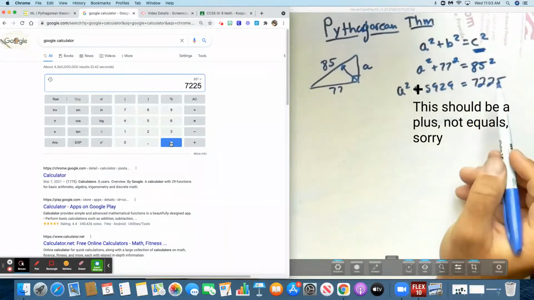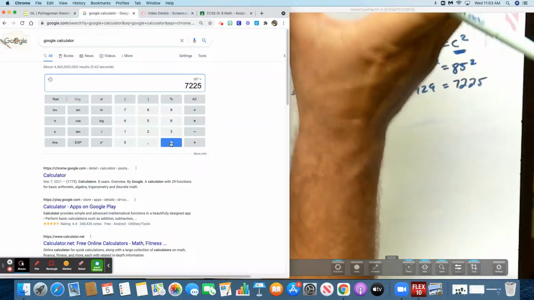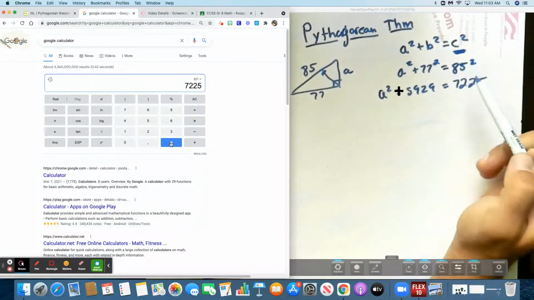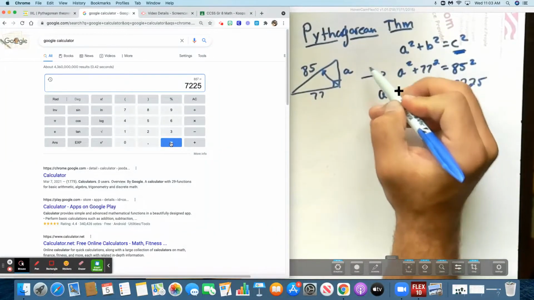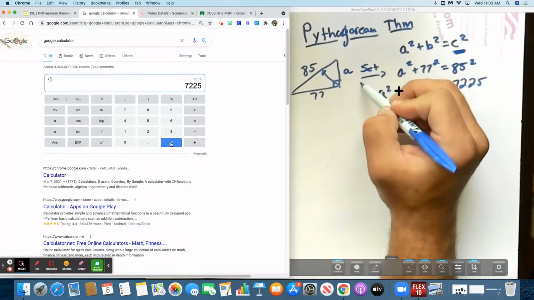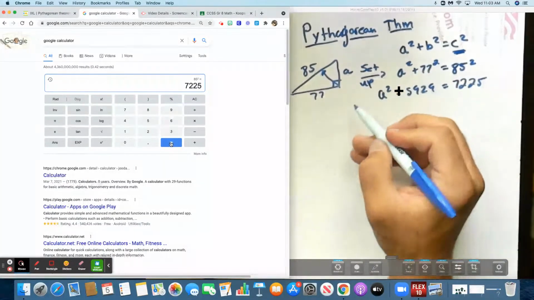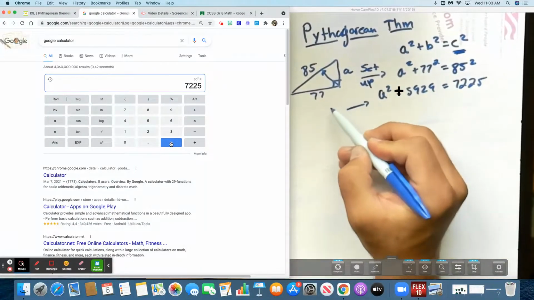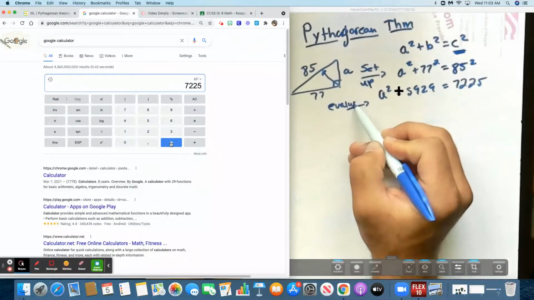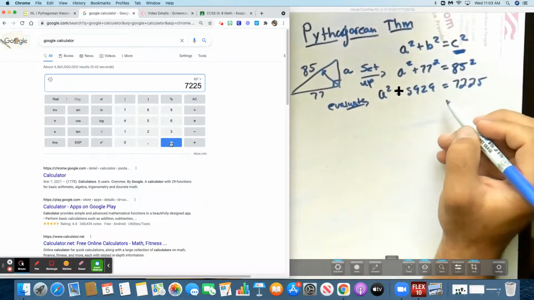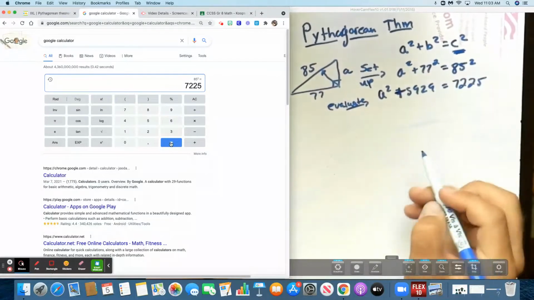So in yesterday's lesson, I gave you guys kind of steps. This first step here is set up. Okay, so you always want to set the equation up. Next, you need to evaluate. Third, we're going to solve.